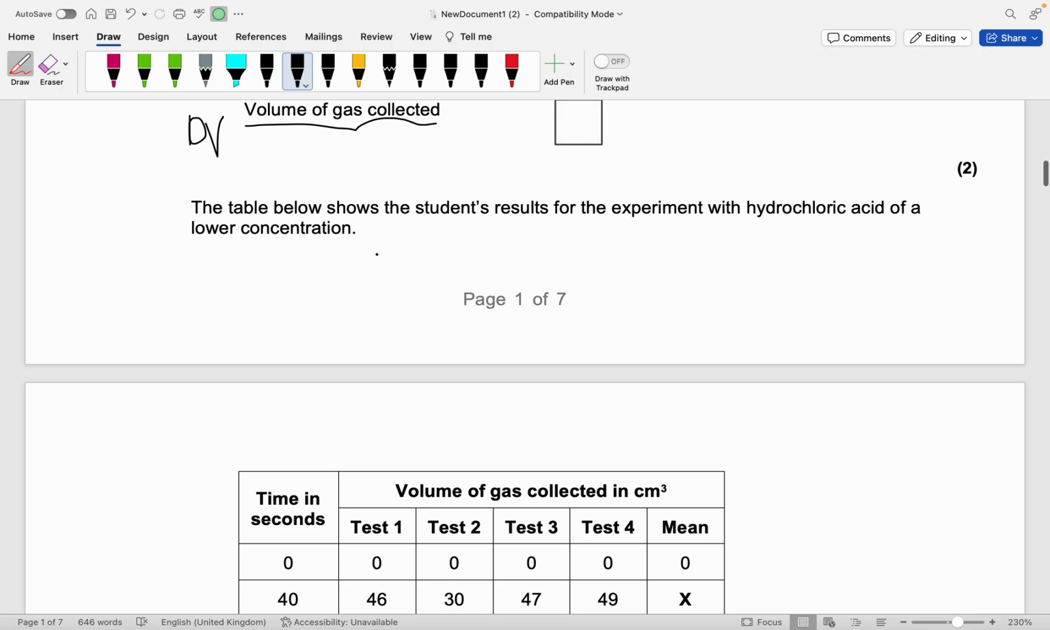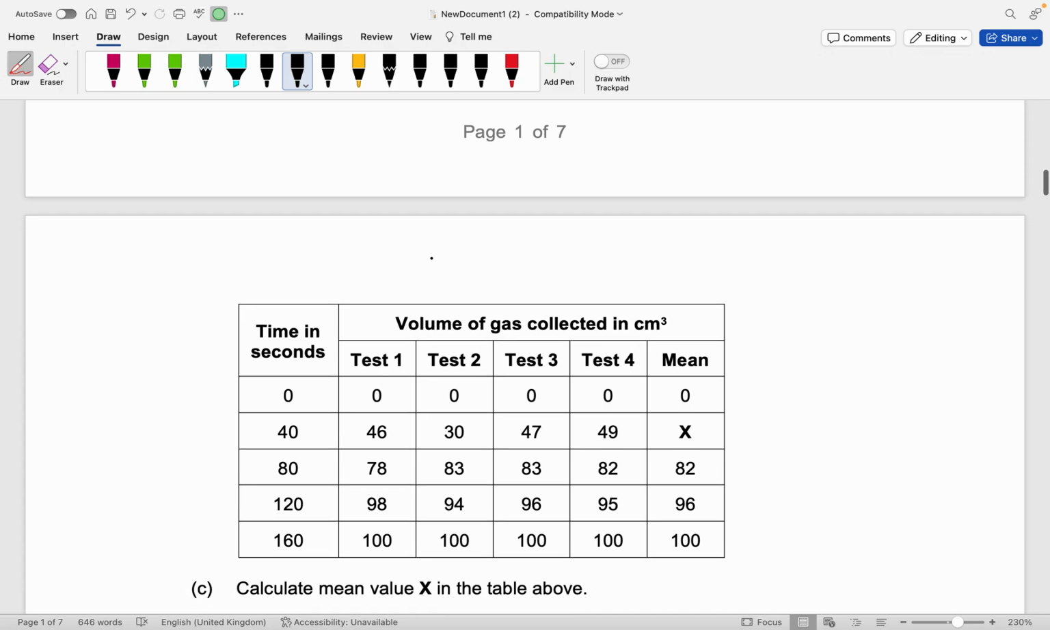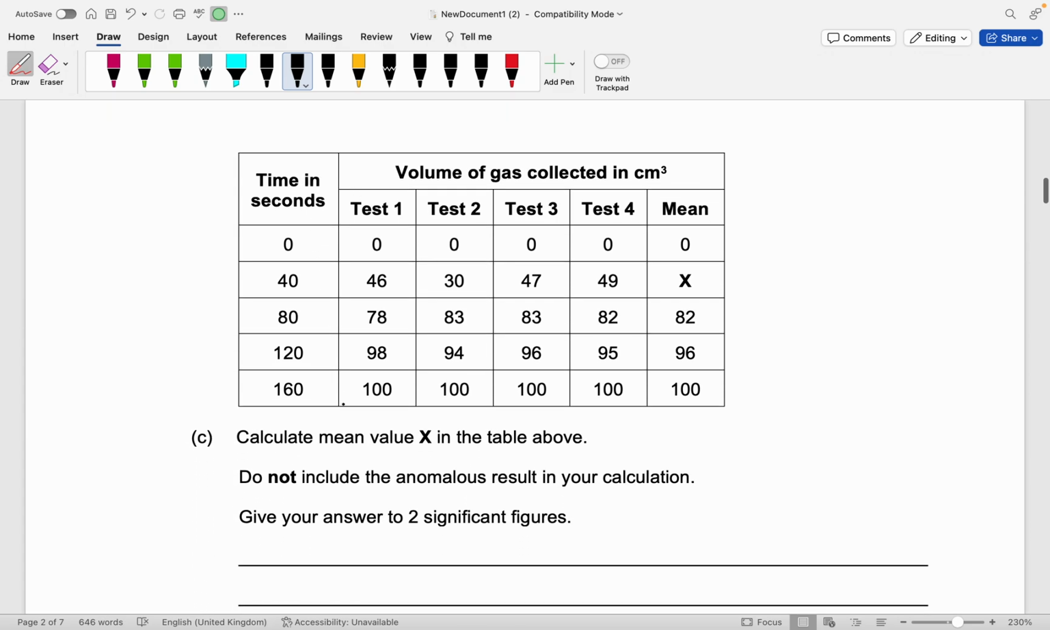The next question says, the table below shows the student results for the experiment with hydrochloric acid of a lower concentration. So we've got here the time in seconds. At 0 seconds, there was obviously no gas collected in any of the tests, so we get a mean of 0. At 40 seconds, we had in test 1, 46 centimetres cubed collected, test 2, 30 centimetres cubed collected, test 3, 47 centimetres cubed collected, and test 4, 49 centimetres cubed collected. And we have no mean calculated, we've just got an X there.